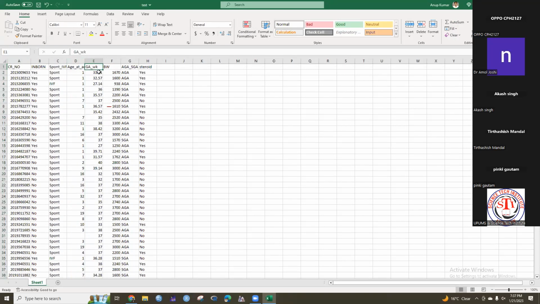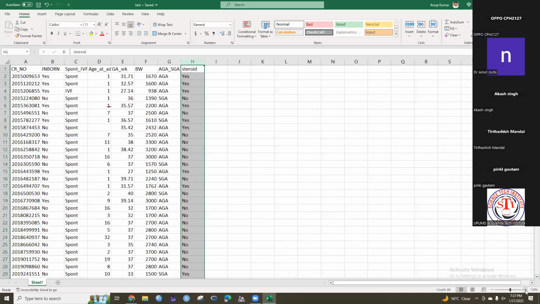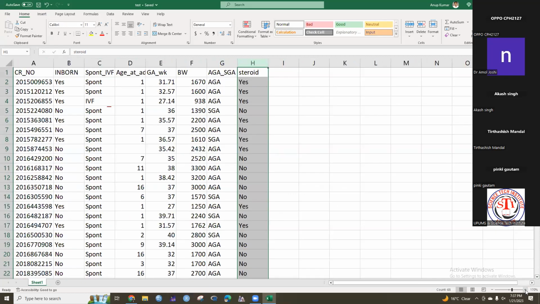This is the gestational age of the baby. Birth weight of the baby in gram. And whether the baby is AGA or SGA, and whether the steroid is given to the baby or not, so yes or no. So I will simply call this data into SPSS, and I will be describing these variables in SPSS. I will just try to prepare the summary of these variables in SPSS. So this is the idea.